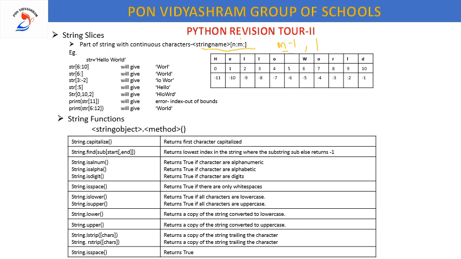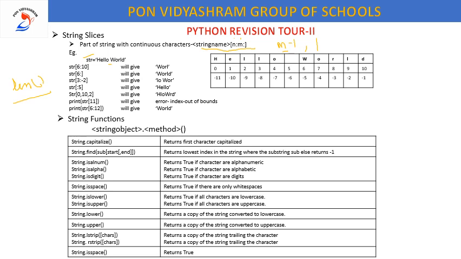So let's see a few examples for that. Once again I have taken an example here. My string name is going to be str, and within single quotes I have hello world here, and you can see a space between the hello and world. When I use the length function, it will be returning the length of the string, which is 11 here.